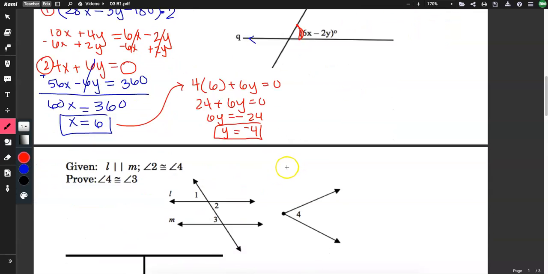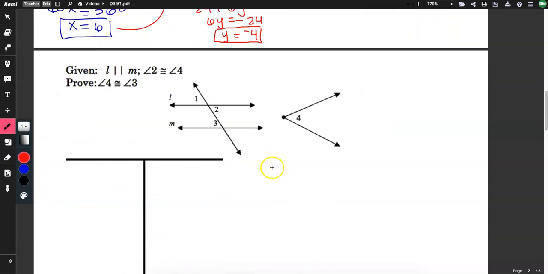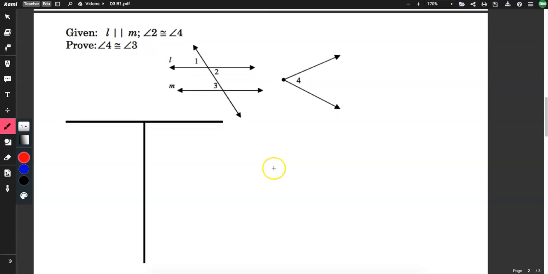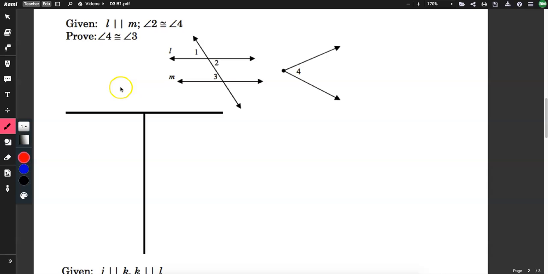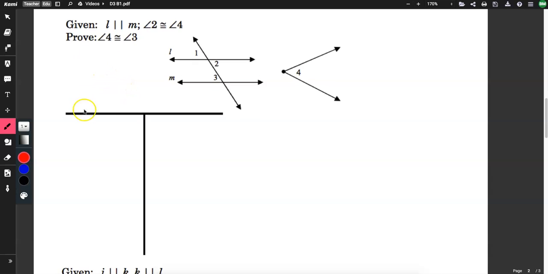Okay. All right, so the rest of our notes here are a bunch of proofs. So we'll work through some together, and then I'll give you a couple to do on your own. So let's take a look at this first example here. So as always with proofs, we have our statements on the left and our reasons on the right.